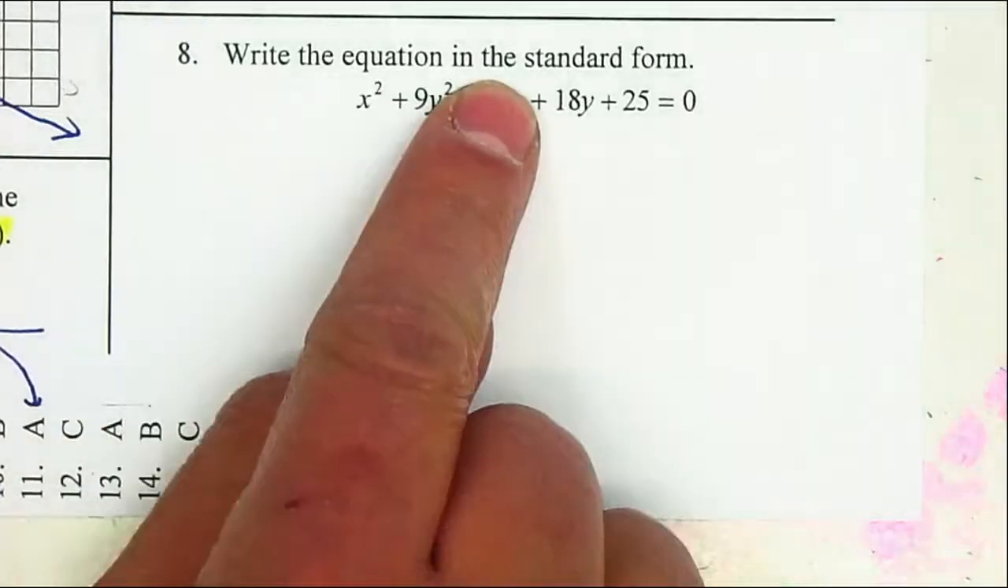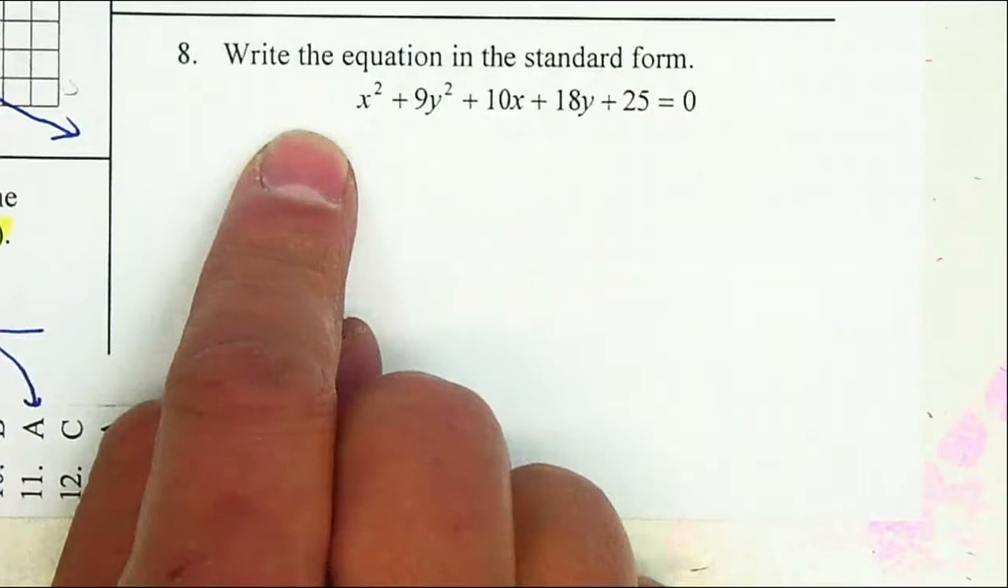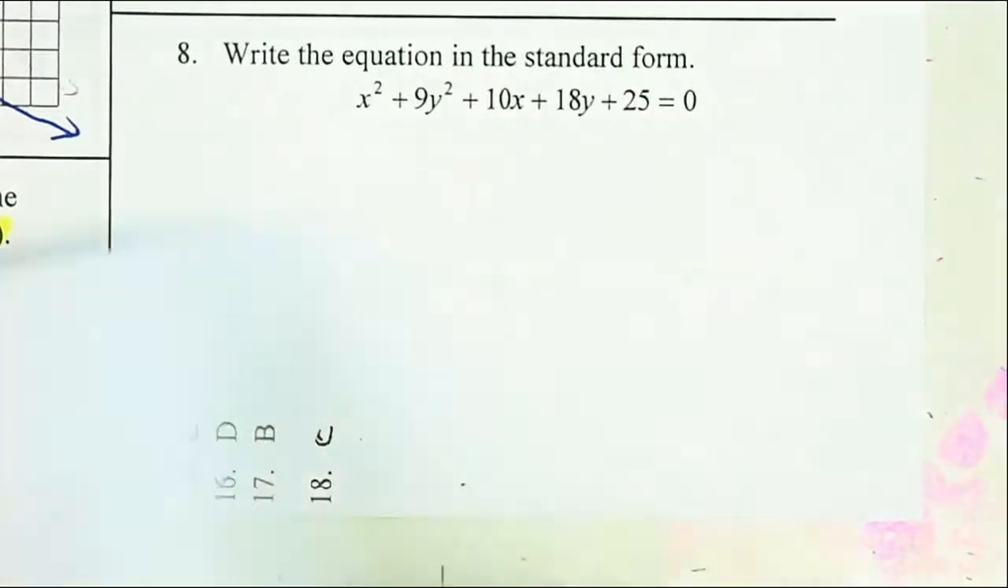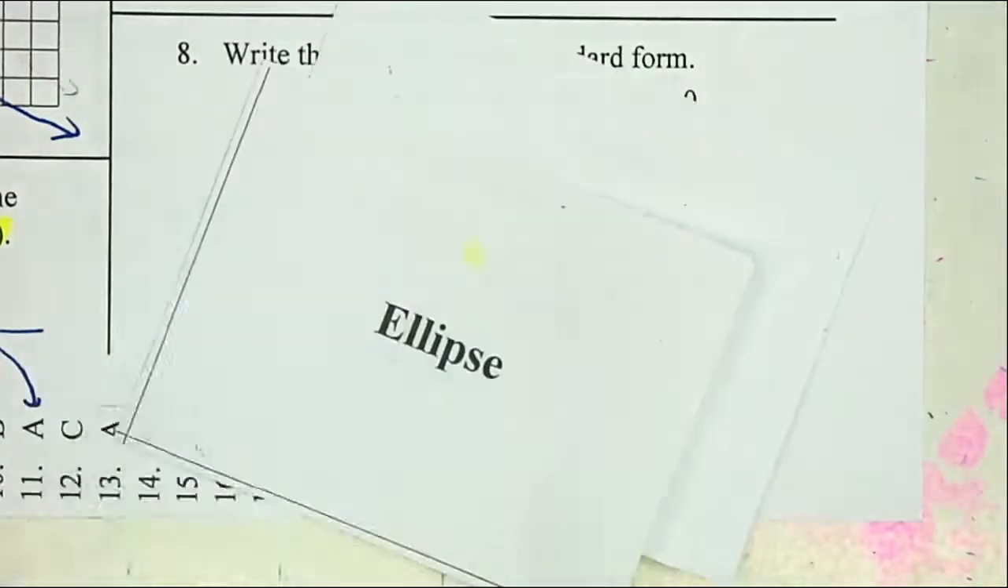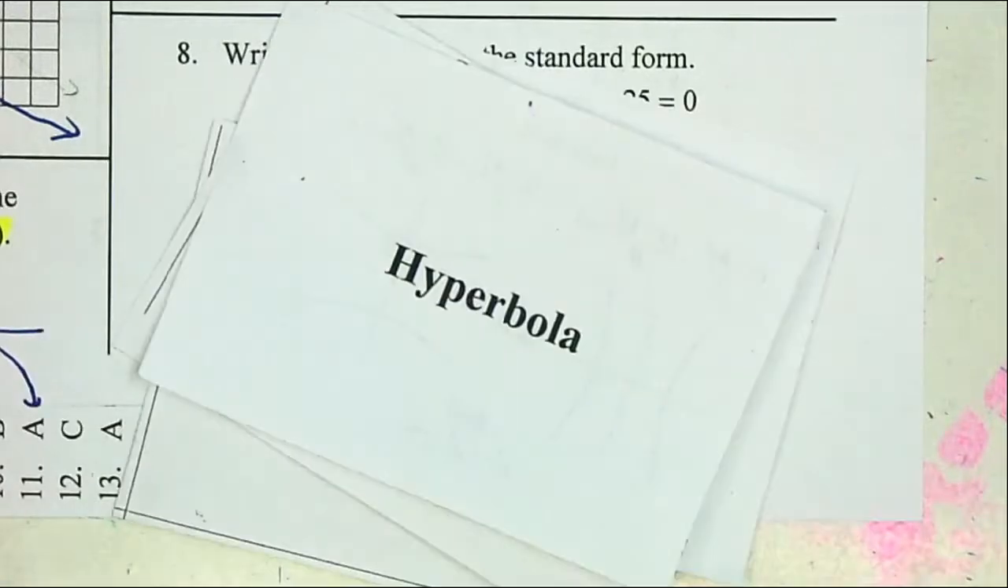Write the equation in standard form. Now, if you notice, they don't tell you what the equation is. So this can be a circle, it can be an ellipse, it can be a parabola, or it can be a hyperbola. We have no idea.